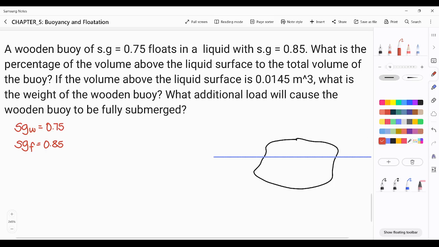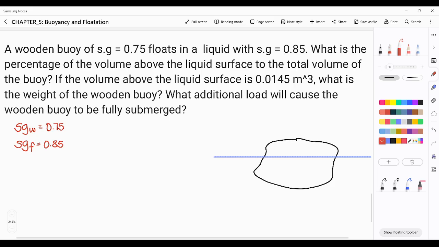Basahin natin. A wooden buoy of specific gravity of 0.75 floats in a liquid with a specific gravity of 0.85. What is the percentage of the volume above the liquid surface to the total volume of the buoy? If the volume above the liquid surface is 0.0145 cubic meters, what is the weight of the wooden buoy? We're also asked, what additional load will cause the wooden buoy to be fully submerged?